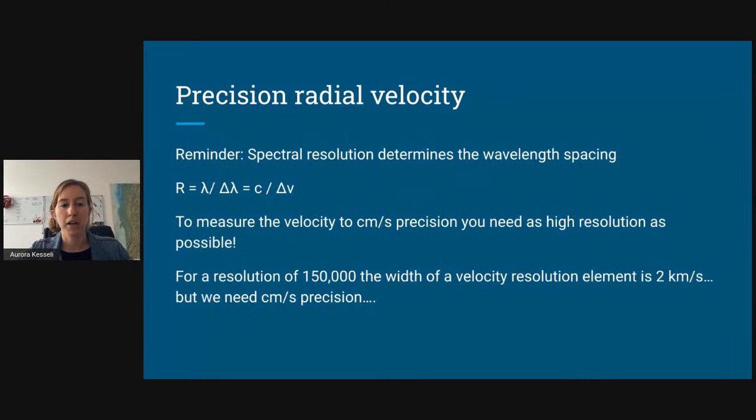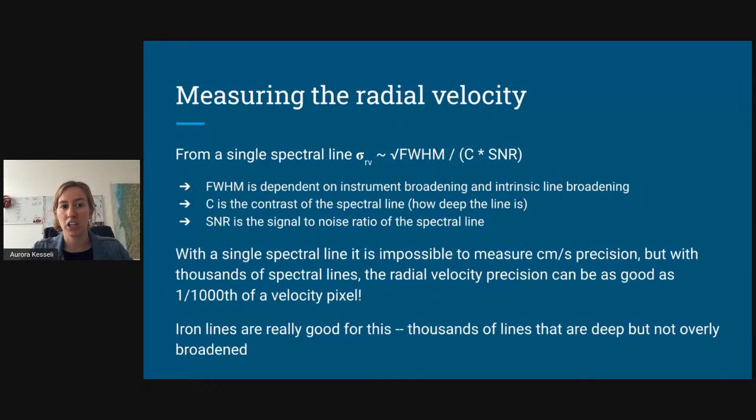Okay, so like I said, the width of our pixels is about 1 kilometer per second, but we want to get centimeter per second precision. From a single line, the precision of your radial velocity is set by the full width at half maximum of your line, which is set by the width of your spectrograph, or the broadening of the line.